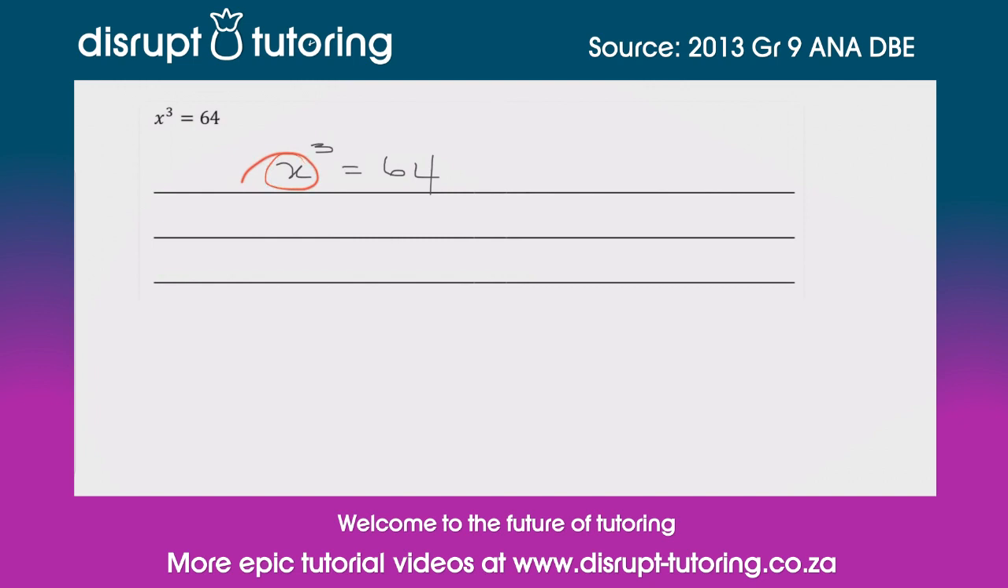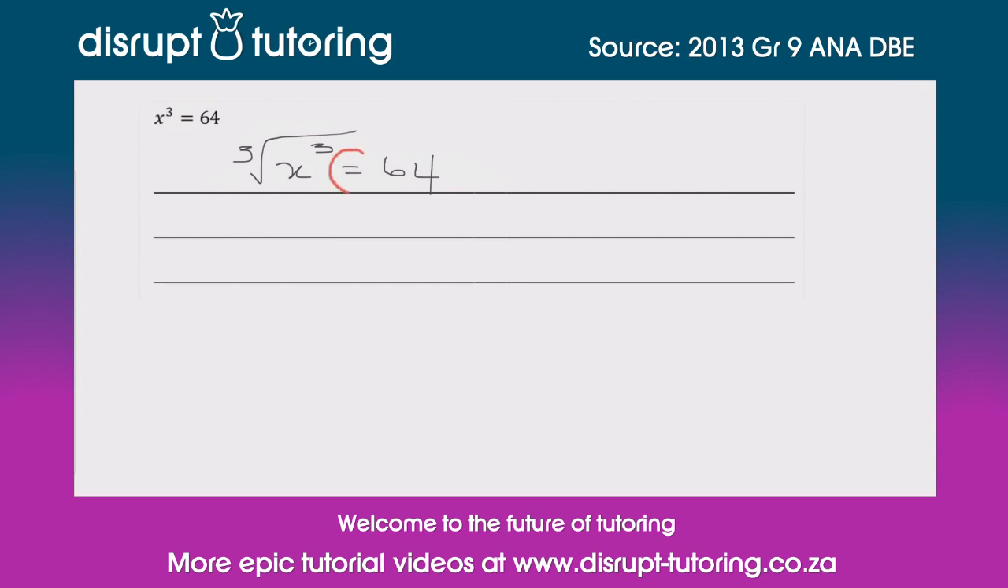To get this x by itself, we need to try and get rid of this cube. How do we do that? Well, we know that the opposite or the inverse operation of cube is going to be the cube root. So that means we need to cube root that, and what will happen is this cube root will cancel out that cube and we'll be left with just an x.